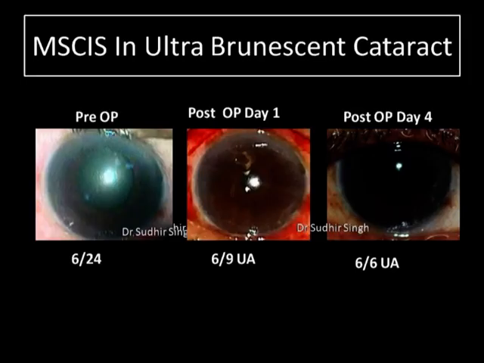Manual small incision cataract surgery is a savior in cataracts with comorbidities. This was a case of ultrabrunescent nuclear cataract with non-dilated pupil. A 6 mm intratunnel phaco fracture manual small incision cataract surgery was performed.